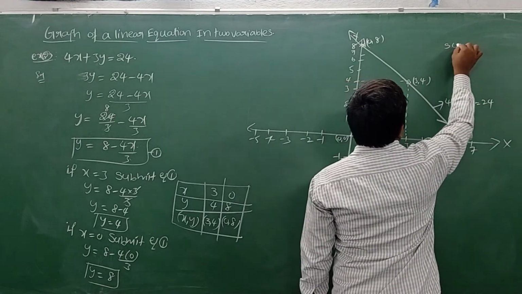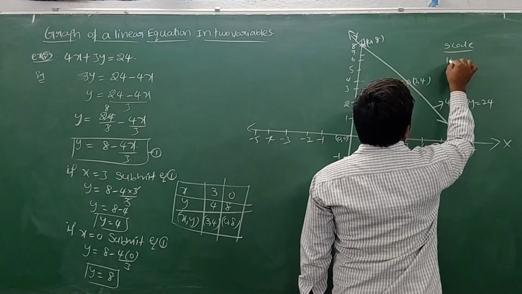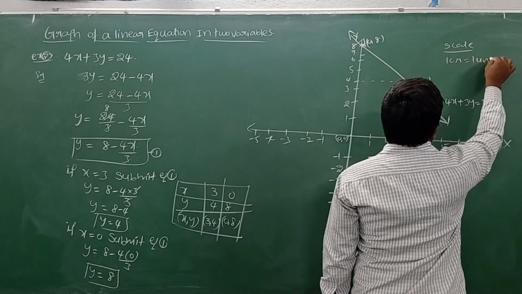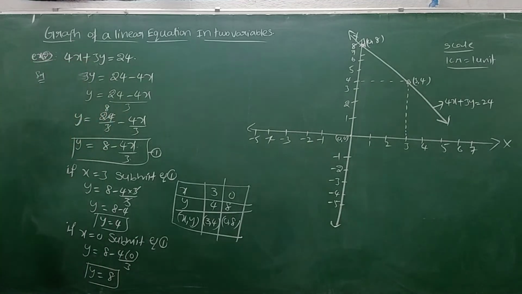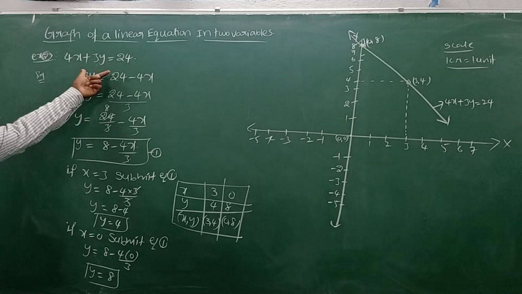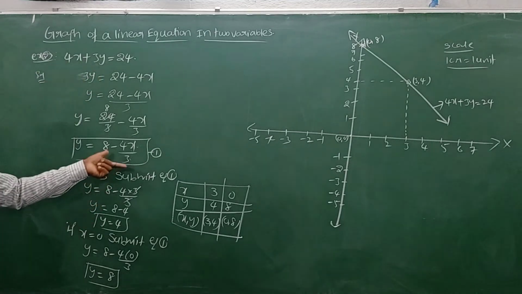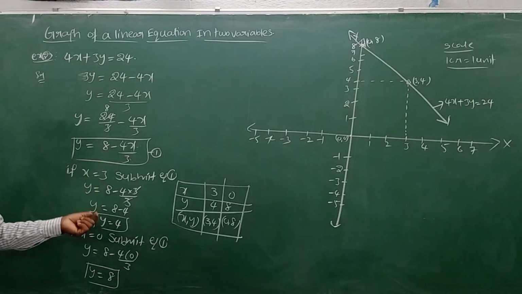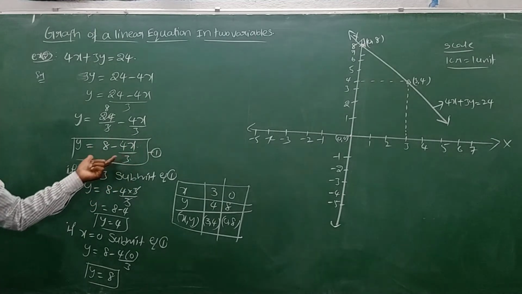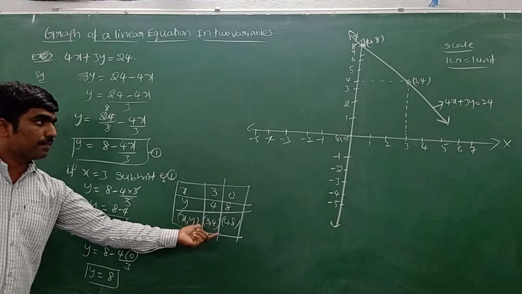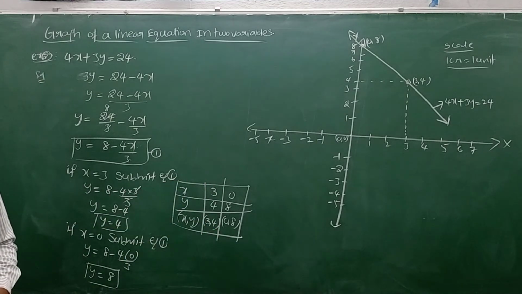So what is the scale we are taking? We took the scale 1 centimeter is equal to 1 unit. So that is the way we can plot the points. This is the graphical representation of a linear equation in 2 variables. Make sure that when you get this type of fractions, you take the x value which gives an exact whole number by simplifying, so that plotting the points is easier.